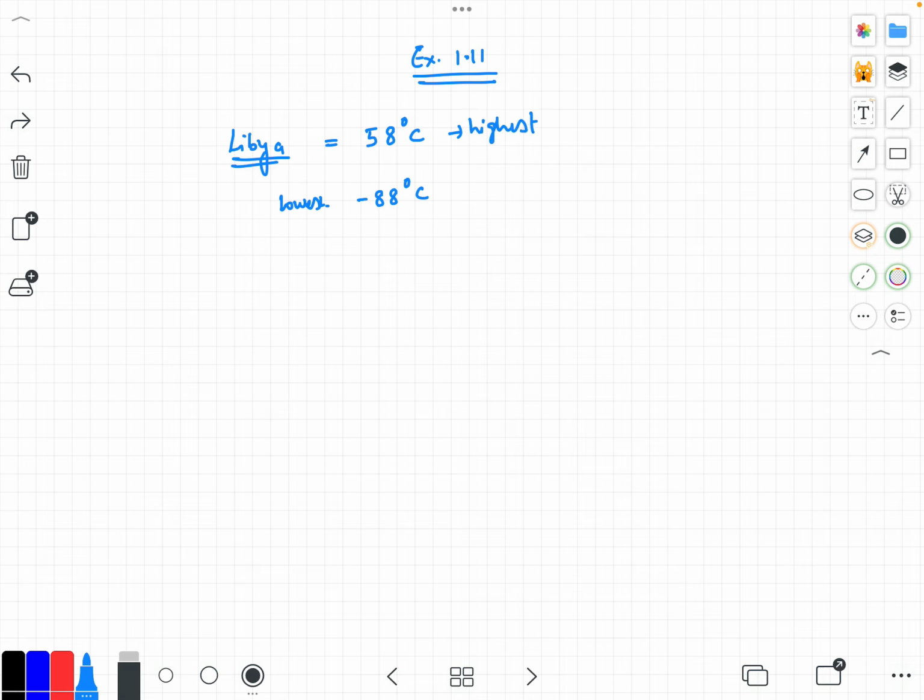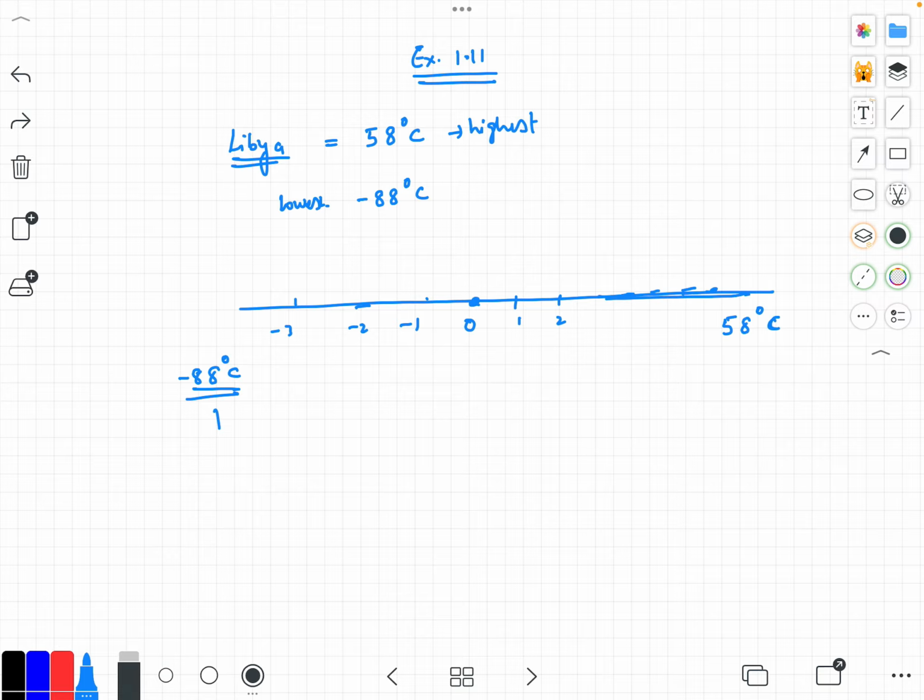I hope you all know this number line. 1, 2, something like this, and minus 1, minus 2, minus 3. Say minus 88 would be somewhere on this line, and 58 degrees centigrade would be somewhere on the positive side. So the difference of this is what it is asking. What is the temperature difference between these?